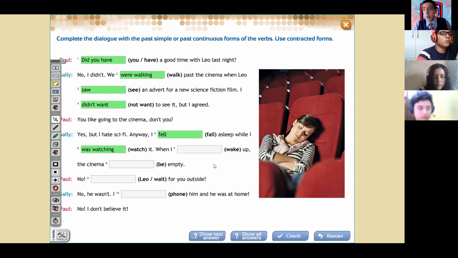So in this case, of course, after "when", in number 7, I guess I already told you the answer. Some of your partners will have told me the answers already. So in number 7, which is the correct answer? Yes, of course, we have "woke". When I woke up, the cinema, in this case, was empty. Thank you.